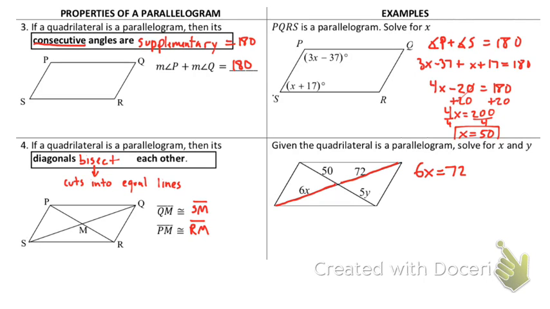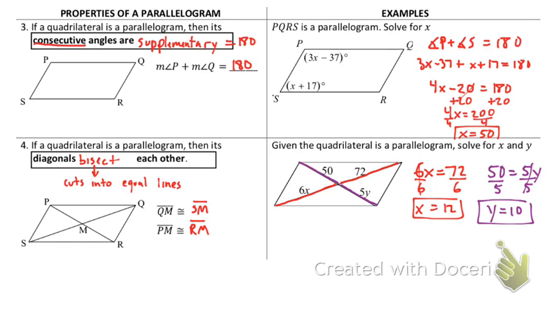Because of that, I can now solve. So I'm going to divide by 6. x is going to equal 12. Now we're trying to solve for y. Because y is on the diagonal, it's been bisected. So that means 50 is equal to 5y. So I'll set that up: 50 equal to 5y. We can now solve for y. We're going to divide by 5. And y is going to equal 10. So those are the properties of parallelograms and how to use them.